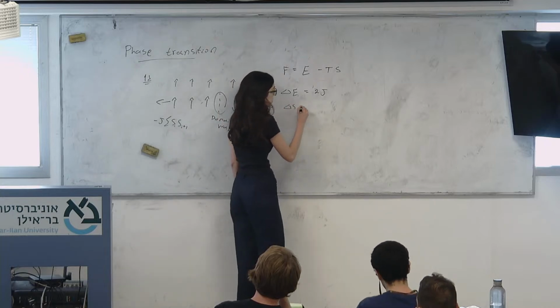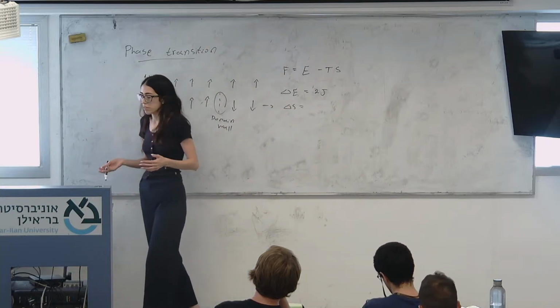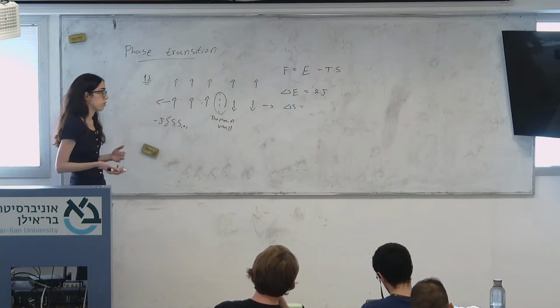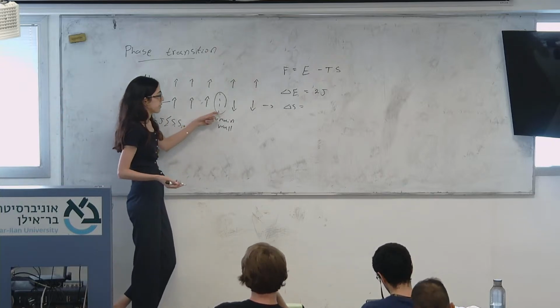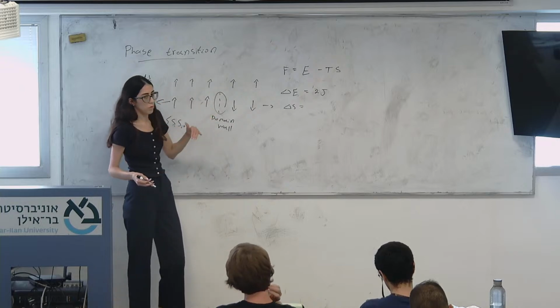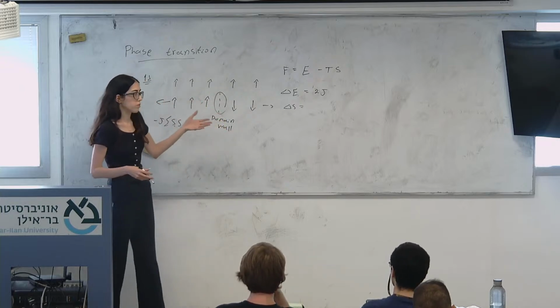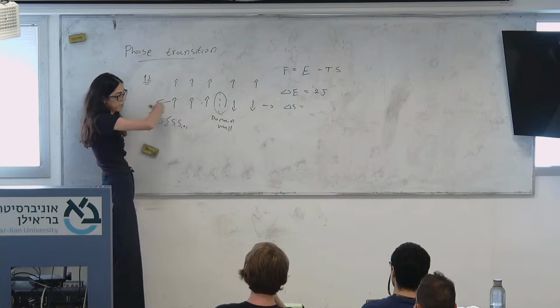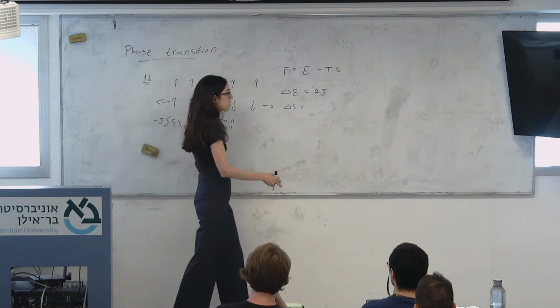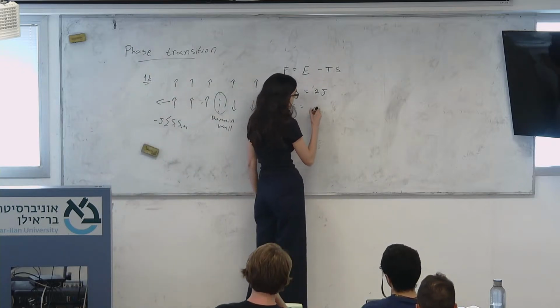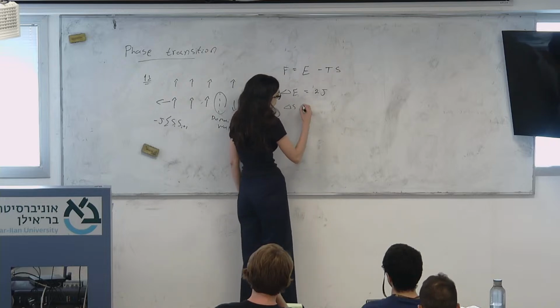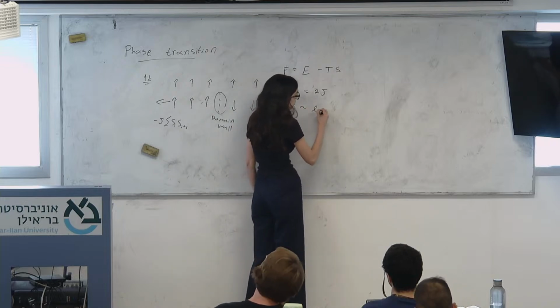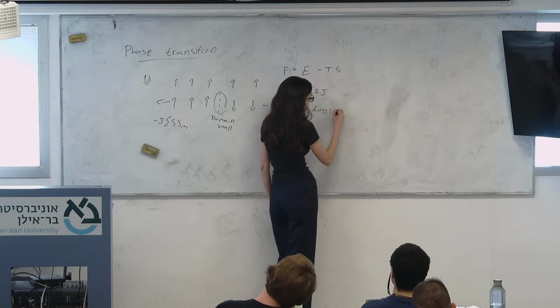Now what's going to be the difference in the entropy? The only difference is the existence of the domain wall. So the only variable is the location of the domain wall. I have N possibilities for where I'm going to put this domain wall, where N is the number of spins. So the difference in the entropy is going to be proportional to the log of N.